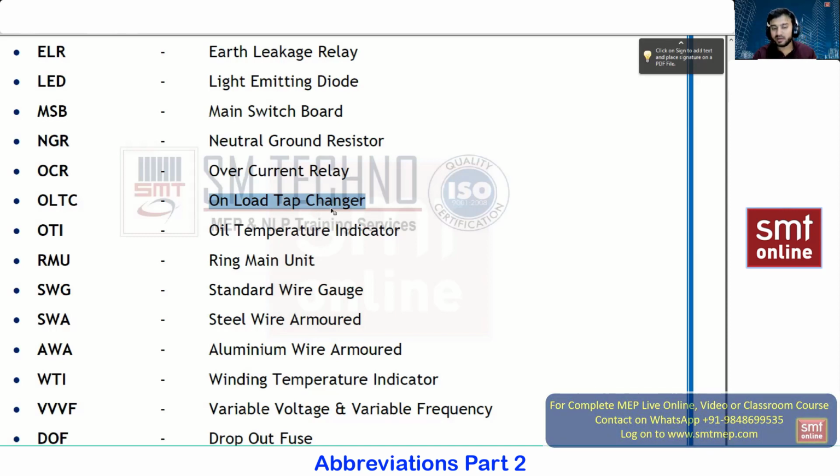So during the on load condition, if you want to step up or step down, we have this option called OLTC, on load tap changer. During the on load condition, you are able to step up or step down.